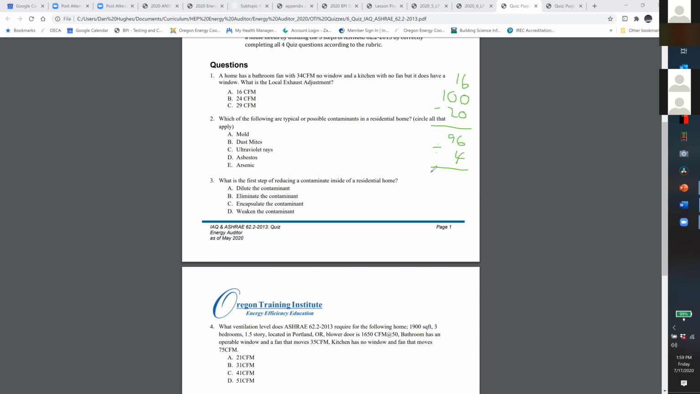The 4, that number is selected on purpose. It has to do with the exchange rate of air in the house, but we won't spend too much time on that since that's not going to be on the test.